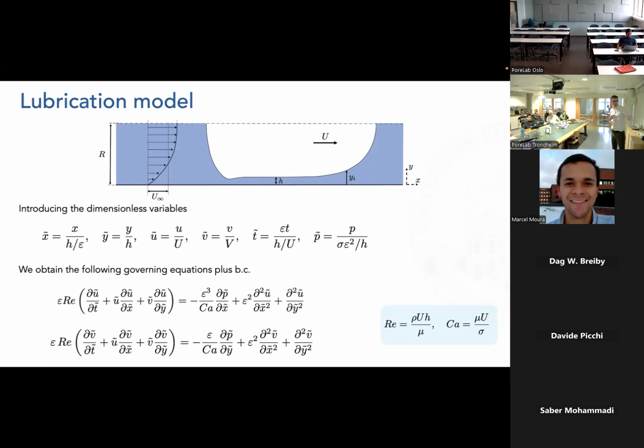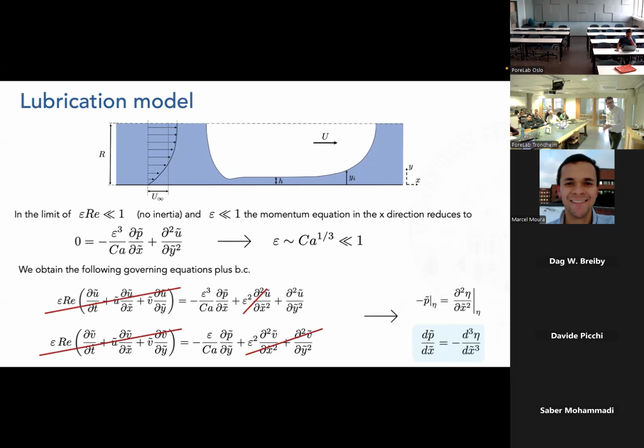So you take the momentum equation in the x and y direction in the liquid in dimensionless form, and you see that the problem is controlled only by two dimensionless numbers, which are the Reynolds number and the capillary number. So the idea, when we use the lubrication theory, is just to say, okay, if the product epsilon by Reynolds is small and also epsilon is small, the momentum balance in the x direction reduces to that one. So we only have pressure gradient equal to the second derivative of the velocity, which is the classical way of the lubrication theory. And you see that the only way that these two terms, the pressure gradient and the viscous part, are of the same order is that epsilon should scale with the capillary number to the power of 1/3.